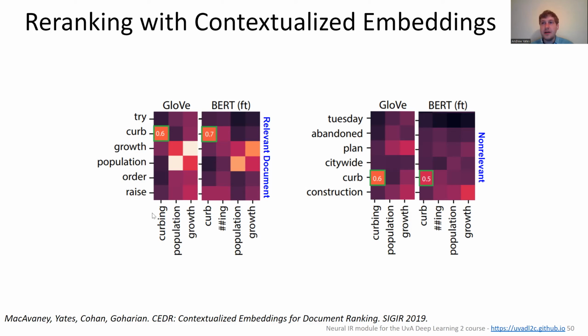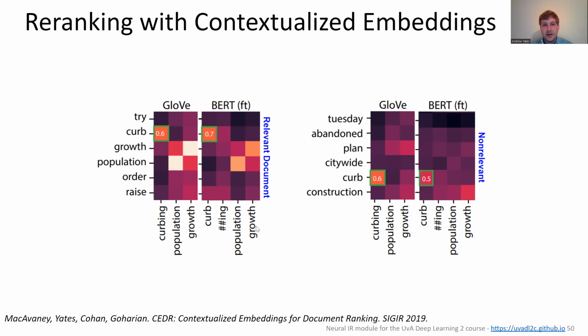So here, curbing was not in the vocabulary, and it's decomposed into curb and ing, which both are in the vocabulary. So these end up being treated as separate tokens by BERT. This may seem a bit odd, but this is also how it's pre-trained, and it seems to work well in practice. So anyway, on the left, we have a relevant document.